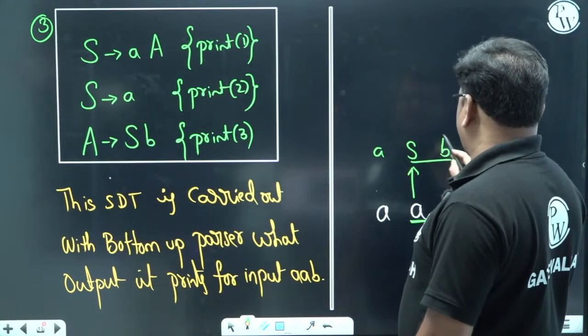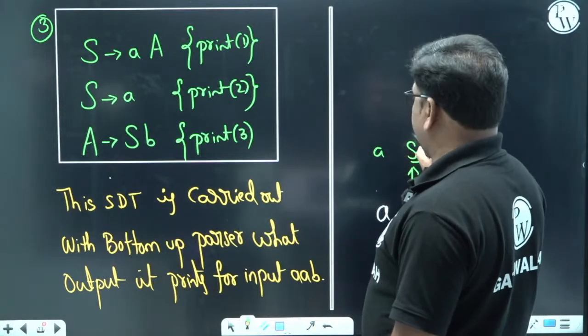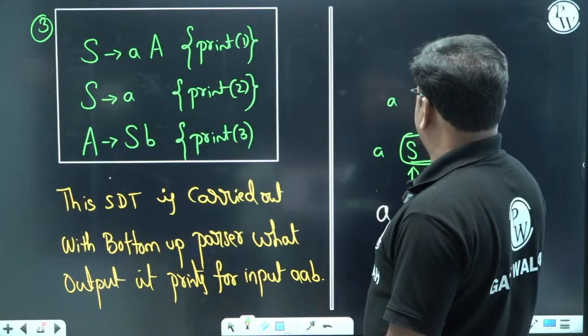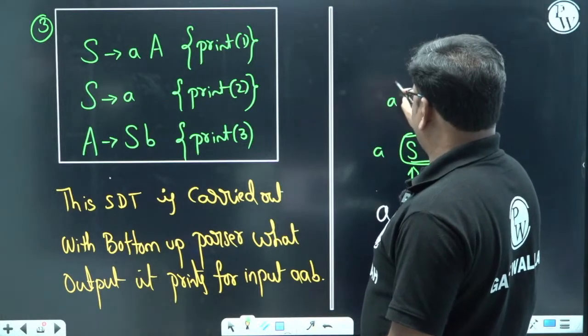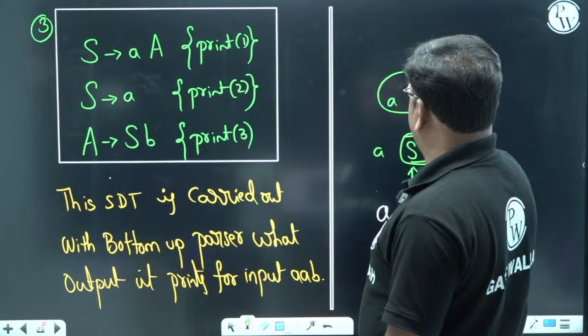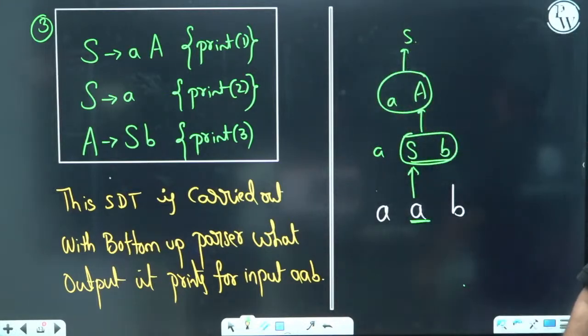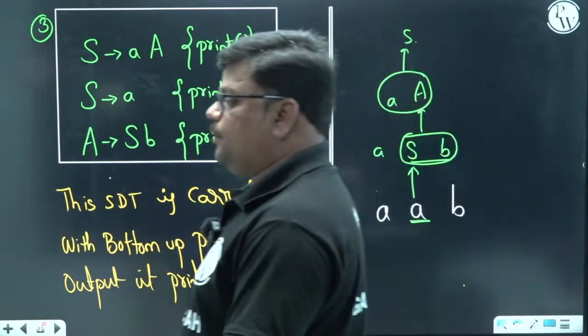Then this is our handle. This whole thing is replaced by A. Then this whole thing is replaced by S. This is the perfect way of performing bottom up parsing.